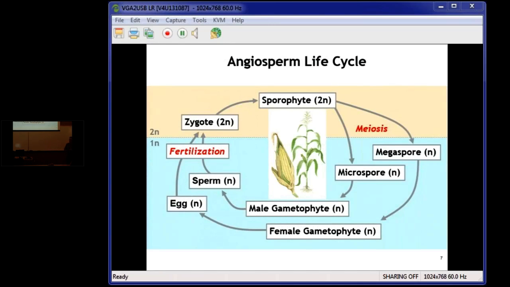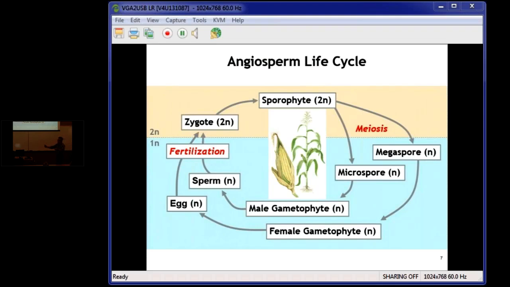Now, you can see this, again, in a conceptual way. I'm representing here maize as the example of a flowering plant or an angiosperm. This structure is the dominant sporophytic diploid structure. Within the flowers, the male and the female structures, you have meiosis taking place at some early time in the development of the flower. Meiosis produces two distinct spores, a microspore for male and a megaspore for female.